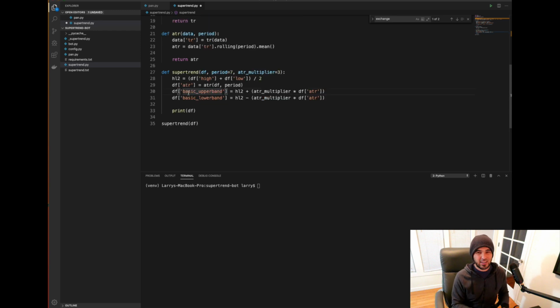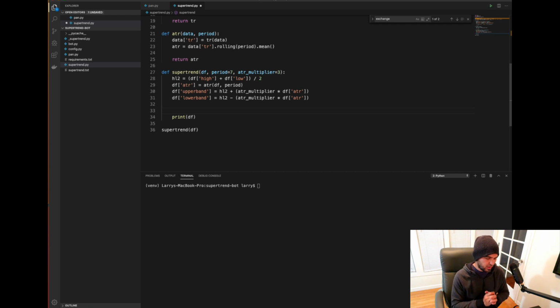And instead of calculating a separate column for final upper band and final lower band, I'm just going to store this in one column called upper band and lower band, and we're just going to iterate over the data frame and modify this in place. Now, I don't think that's the best practice, but it works for this case. It's just a small data frame.